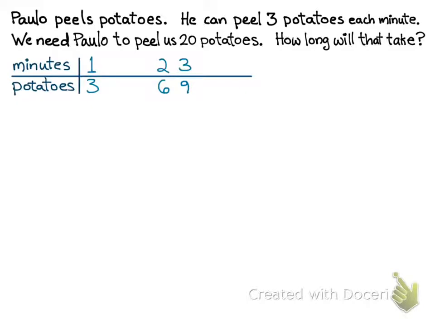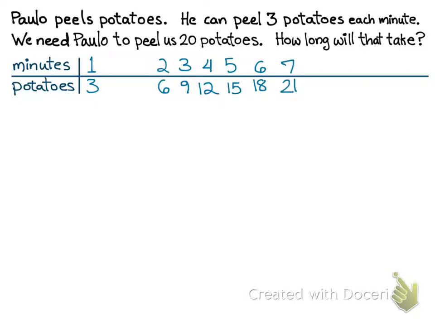Now for the 4 minutes, I can double my doubling, and so I get 4 and 12. And then for 5, I can take 1 minute and add it to 4 minutes, and that would be the same as taking 3 potatoes and adding to 12, and so I get 15. For 6, I add 1 and 5, and so 3 plus 15 is 18. And for 7, 1 and 6 is 7, so 3 and 18 is 21.